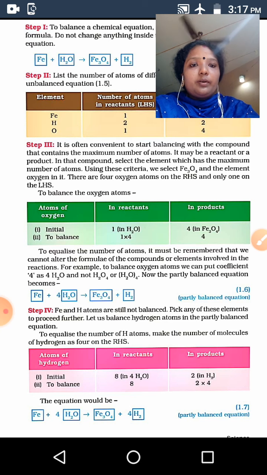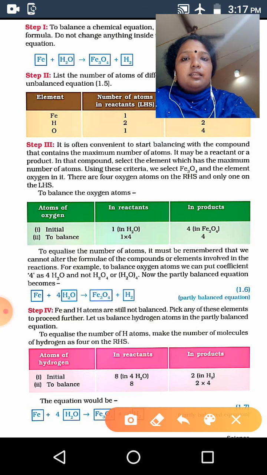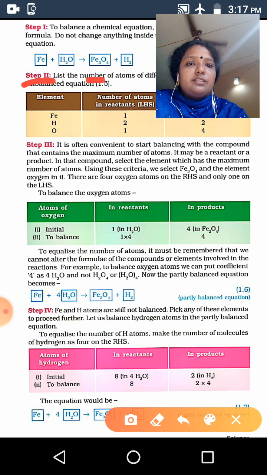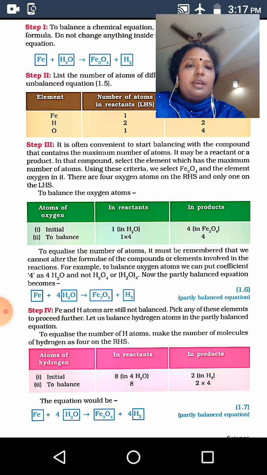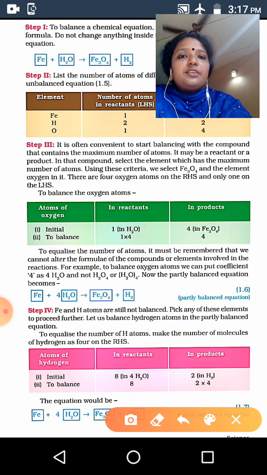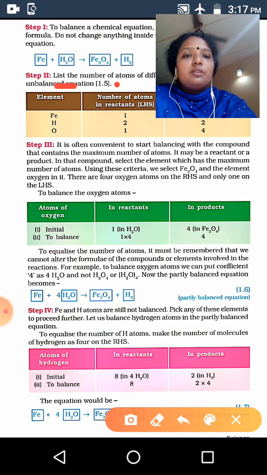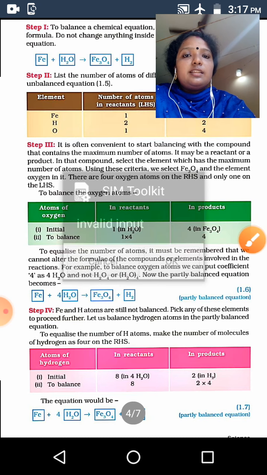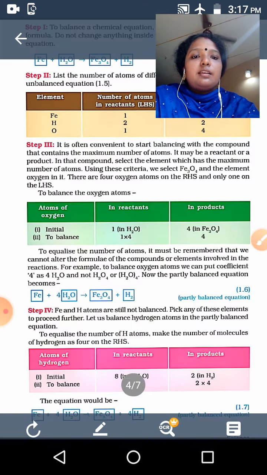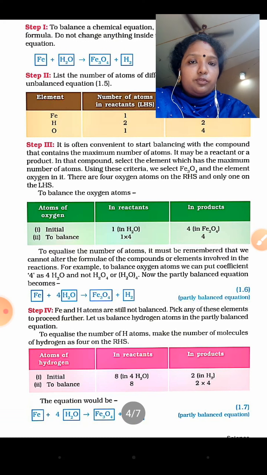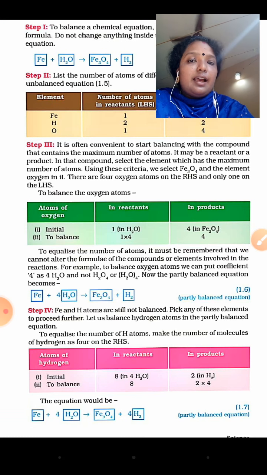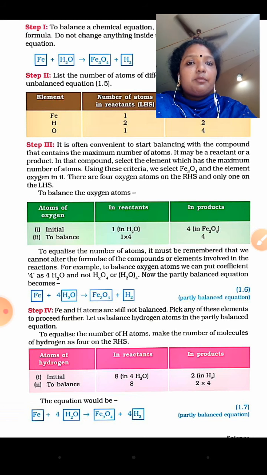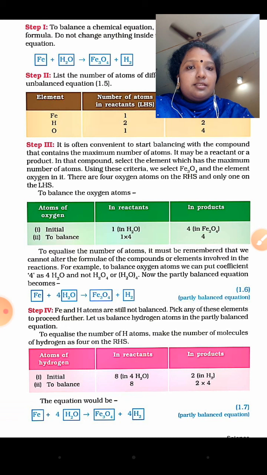From this, iron in the reactant side will be 1 and in the product side is 3. Hydrogen in the reactant side is 2 and in the product side 2. Oxygen in the reactant side is 1 and in the product side 4. This means that the number of iron, hydrogen and oxygen in the reactant side and product side are different. So we have to balance this equation.